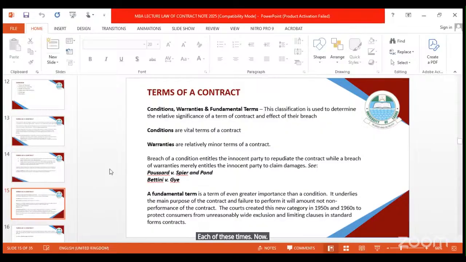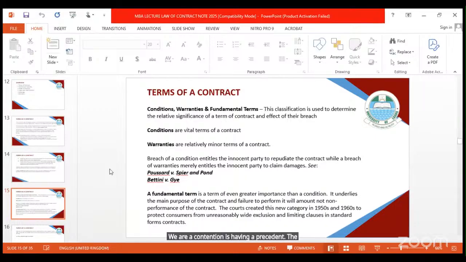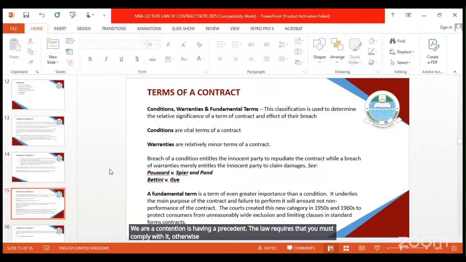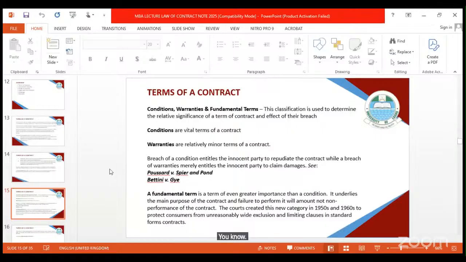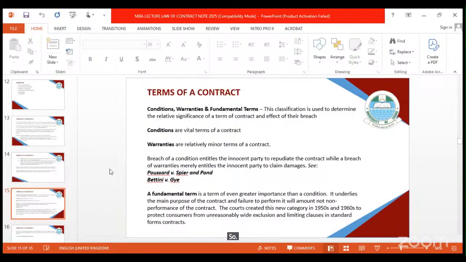Now, a condition is vital, it is close to being fundamental, because where a condition is a condition precedent, the law requires that you must comply with it. Otherwise the contract will be void, or you can set it aside, because that is the main thing. So, as in the example of the contract for training, you are supposed to come the day before the day the training will start.